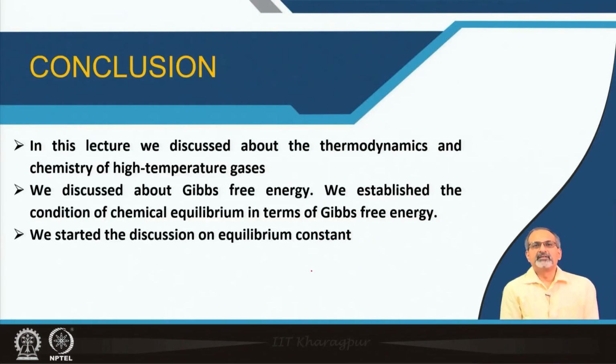So, we will proceed with this discussion in the subsequent lecture. In this lecture, we discussed the basics of thermodynamics and chemistry of high temperature gases. We discussed Gibbs free energy, and we established the condition of chemical equilibrium in terms of Gibbs free energy. We started the discussion on equilibrium constant. We also looked at the behavior of air over a range of temperatures, from standard temperatures to as high as 9000 Kelvin or more, and we see that it is dependent on both pressure and temperature.